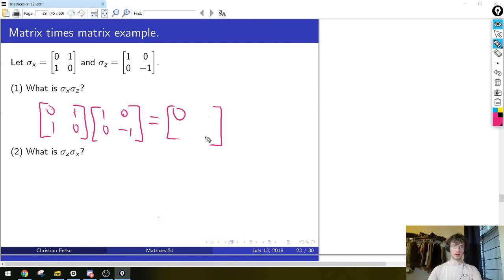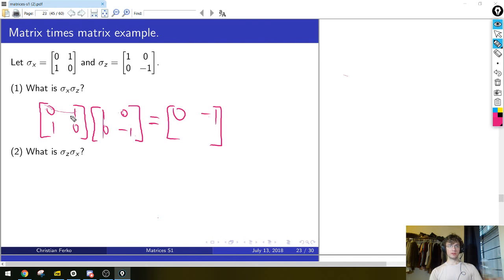You see? So the top right is minus 1. The way I did this, I did 0 times 1 plus 0 times 0. I'm looking at the top horizontal of the left and the left vertical of the right. Top horizontal and the left vertical. So this gives you the top left, right?